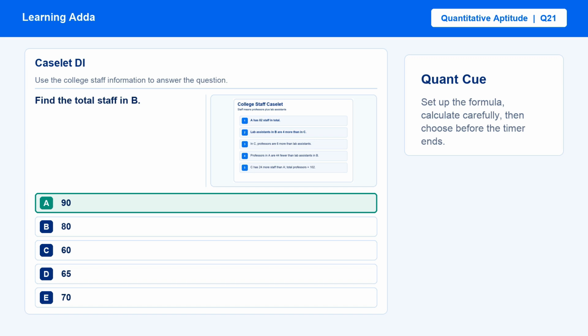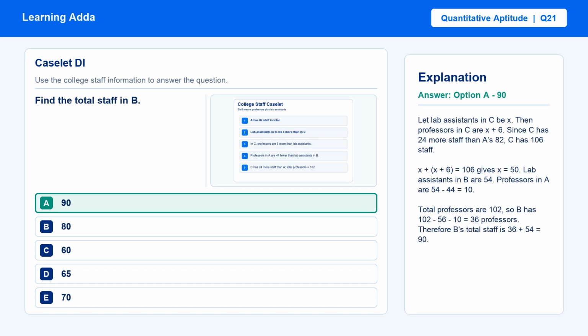The answer is option A, 90. Let lab assistants in C be X. Then professors in C are X plus 6. Since C has 24 more staff than A's 82, C has 106 staff. X plus 6 is equal to 106 gives X is equal to 50.